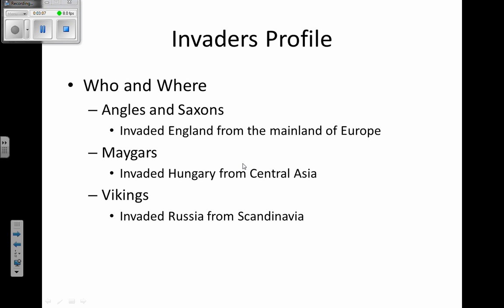So there's a couple invaders that you need to know from this time period. The first group are two that go together, the Angles and the Saxons. They invaded England from the mainland of Europe. They also helped to develop England. Then there are the Magyars. They invaded Hungary from Central Asia. And the last group, which most of you may have heard of already, are the Vikings. They invaded Russia from Scandinavia.